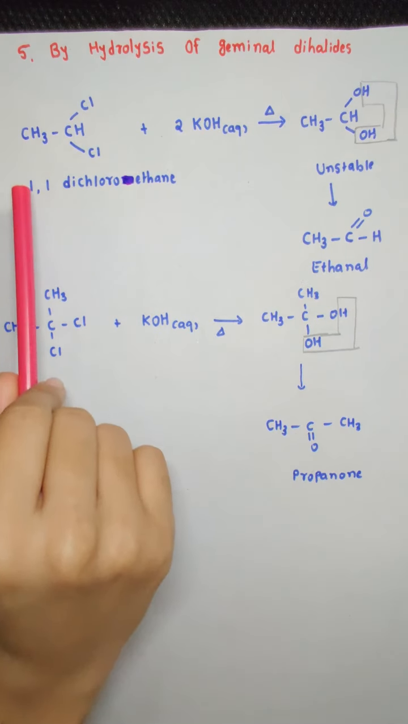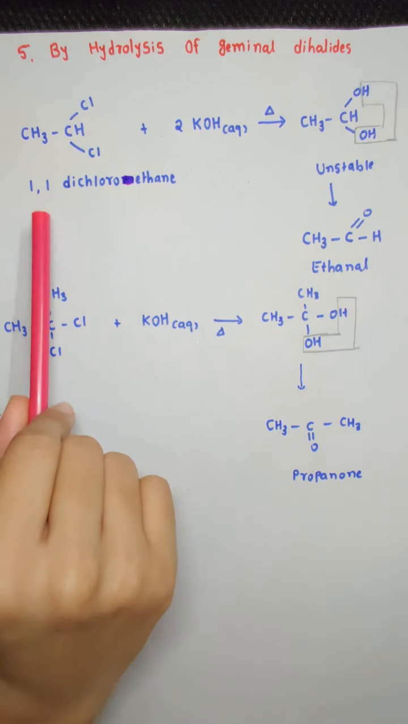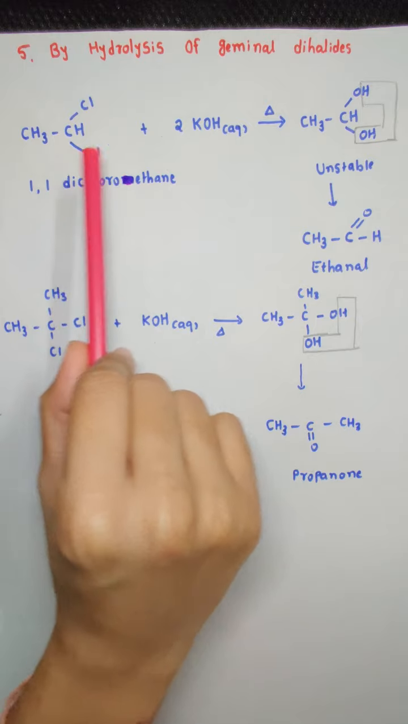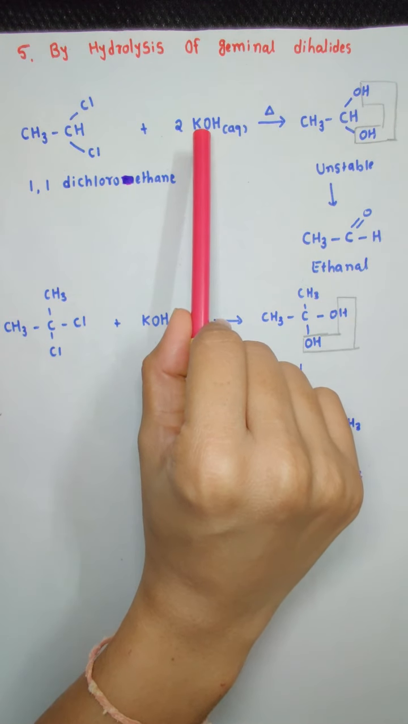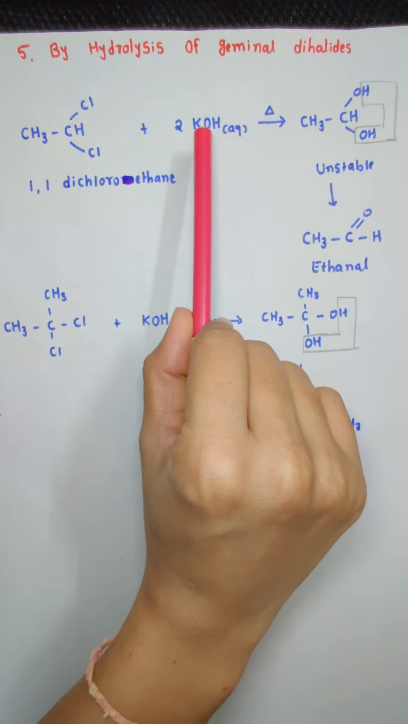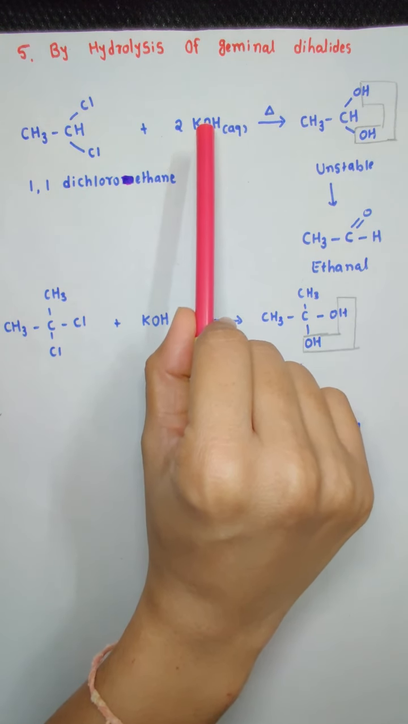Now let us take an example over here. 1,1-dichloroethane. As you can see in the structure, CH3, CH, Cl, Cl. Both the halogen atoms are present on the same carbon atom, and hence it is an example of geminal dihalide. Now when this geminal dihalide is treated with aqueous KOH, it undergoes nucleophilic substitution, and hence both the Cl get replaced by the OH nucleophile, as you can see in this product, right?